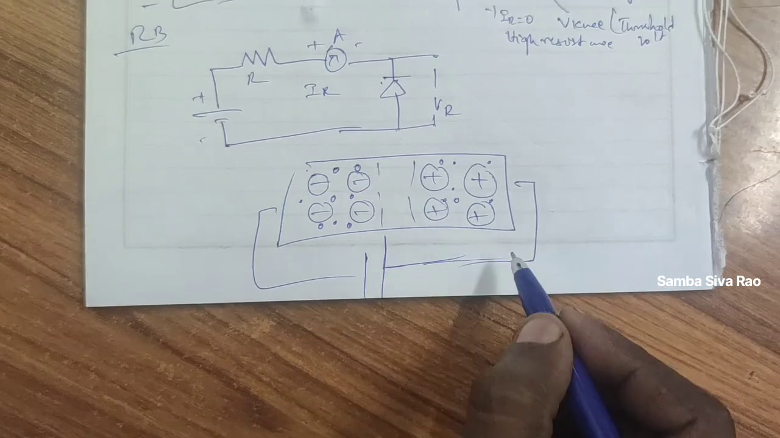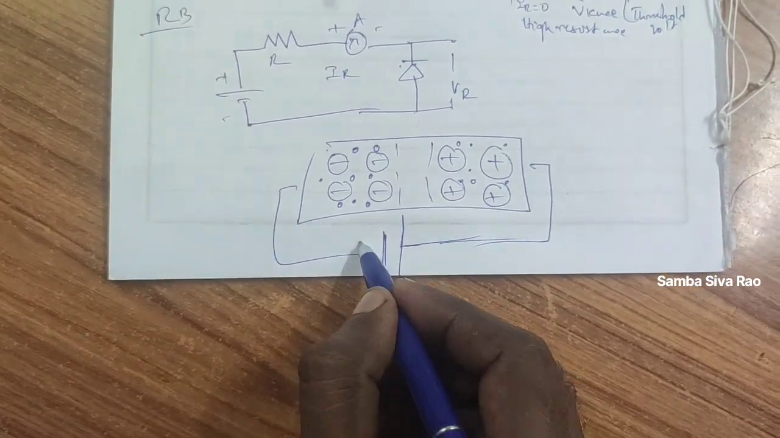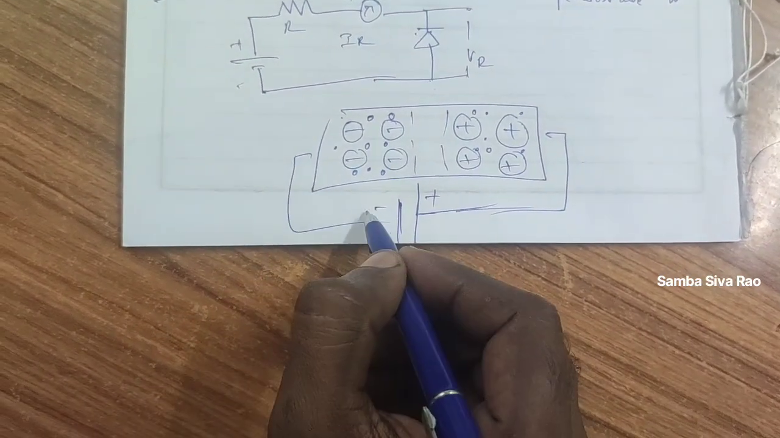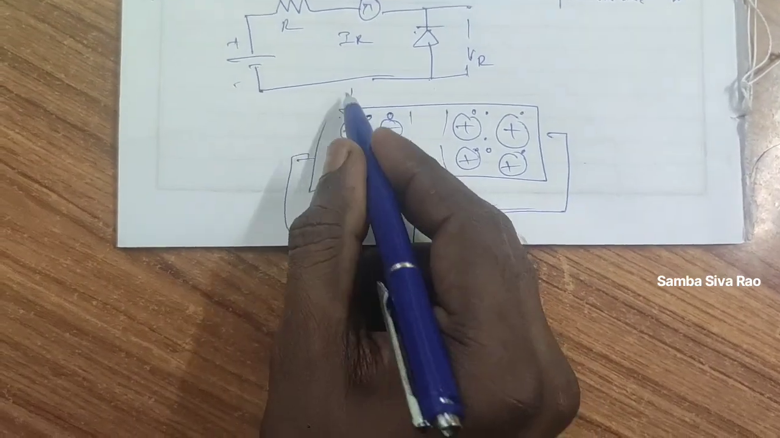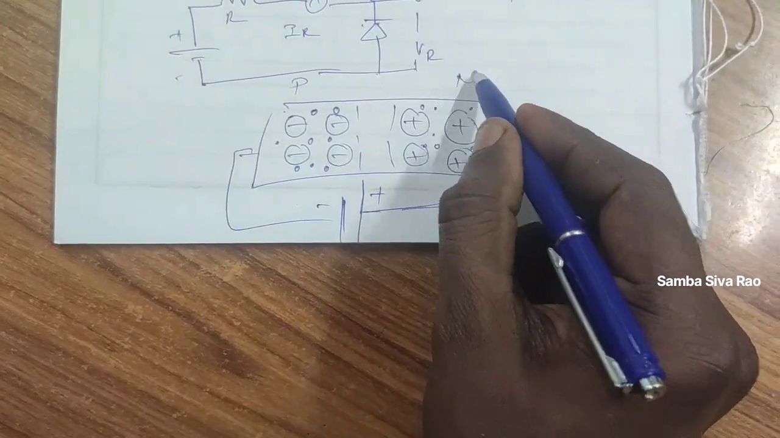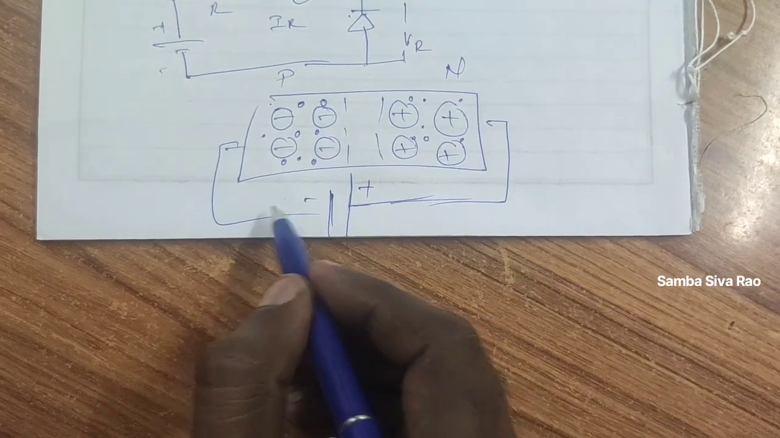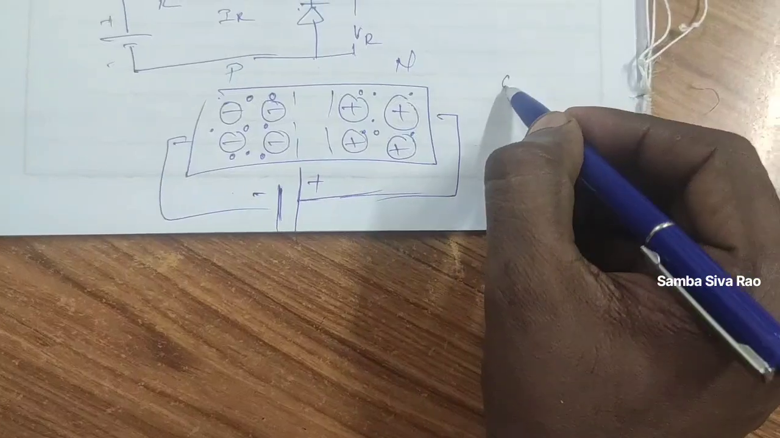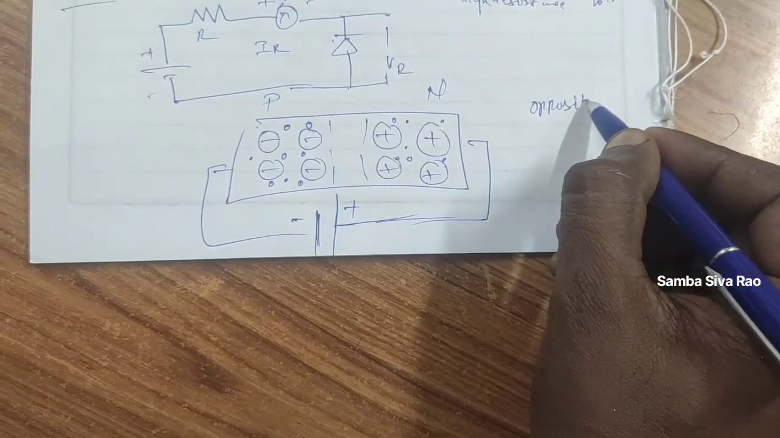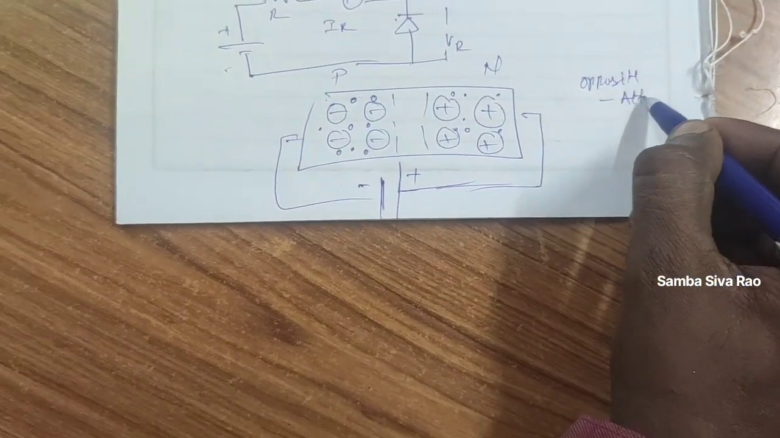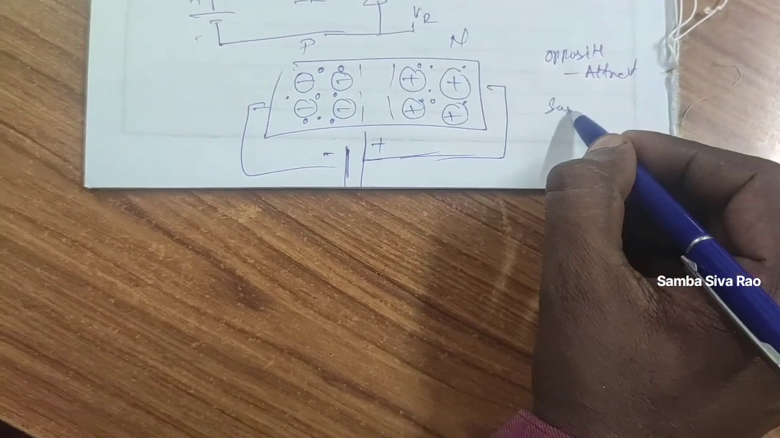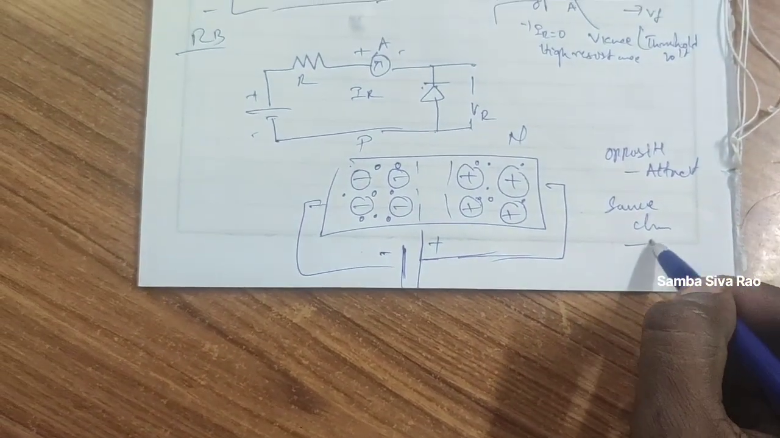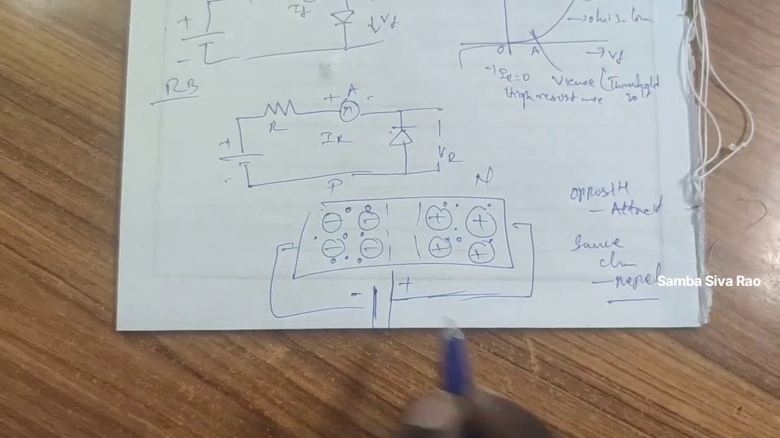same charges repel, opposite charges attract. When the negative terminal of the battery is connected to P type and N type is connected to the positive terminal, opposite charges attract each other and same charges repel. This is the basic concept.